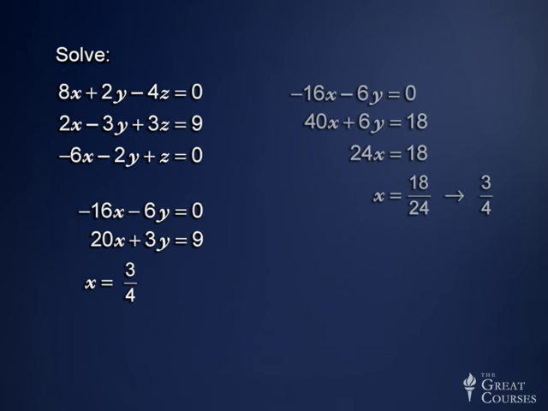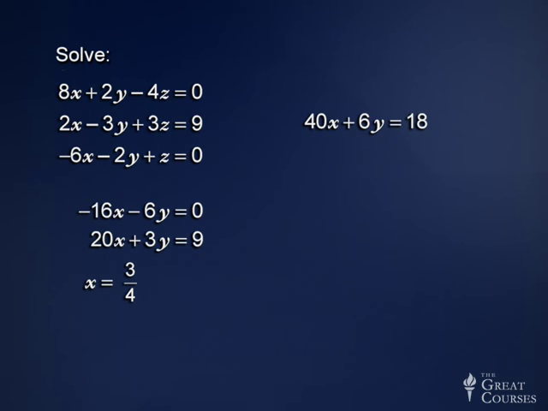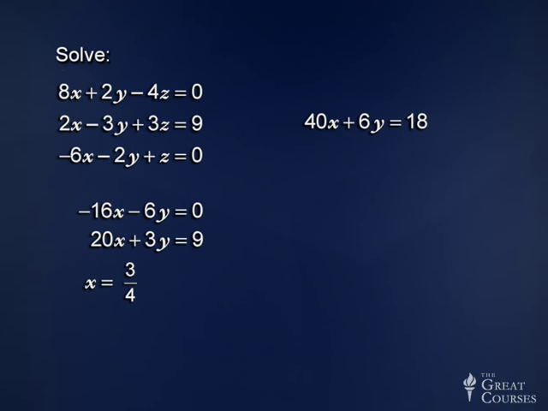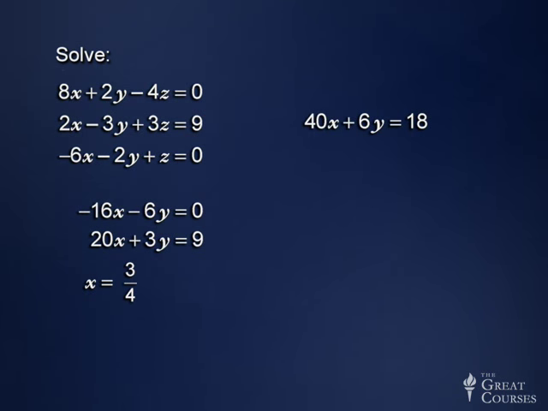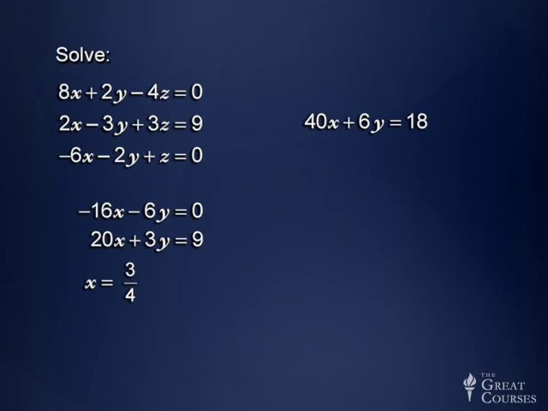I can do that by using either of the two equations that had just two unknowns in them that I was just working with a moment ago. I'm going to use the second of those, even though it really doesn't matter which of the two I use. I'm just going to pick the second one and plug in x equals 3/4 and see what I get. That equation was 40x plus 6y equals 18.